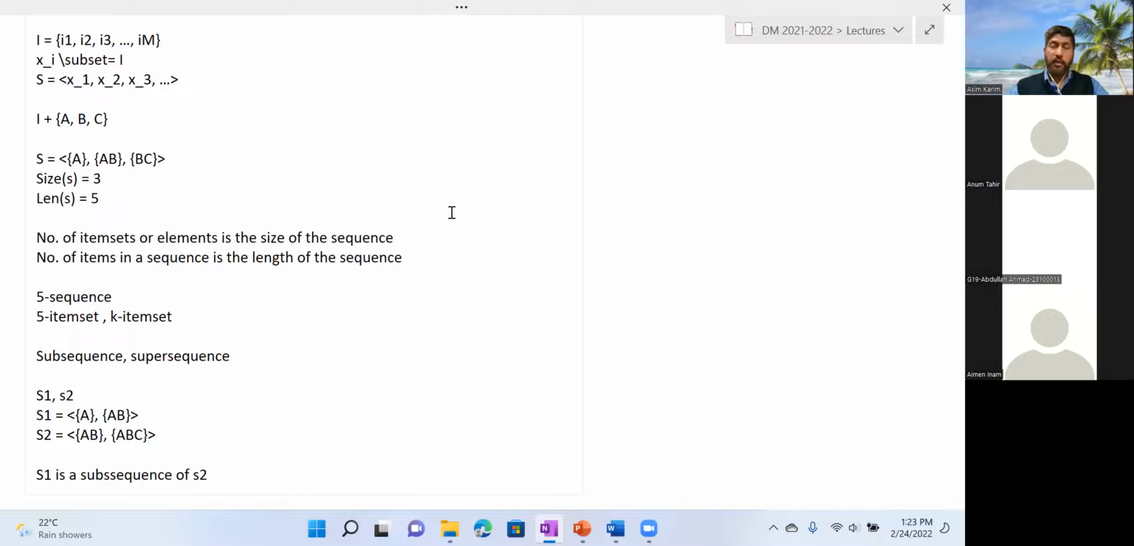So AB, the next one would be checked with the next item set in order in S2, and we notice that AB is a subset of ABC. So this means that when both elements of S1 are consumed in S2, then it means that S1 is a subsequence of S2, and they have to be in order.